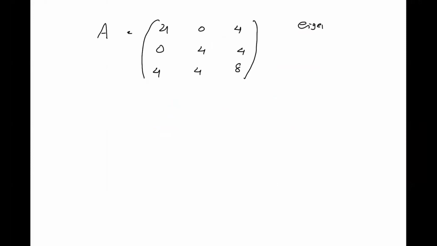So then you can have something like this. Let's say you have this matrix: 4, 0, 4; 0, 4, 4; and 4, 4, 8. This is my matrix, and I need to find its eigenvectors. It means which vectors, if I multiply this matrix by them, give the same direction. And also I need to find the eigenvalues.